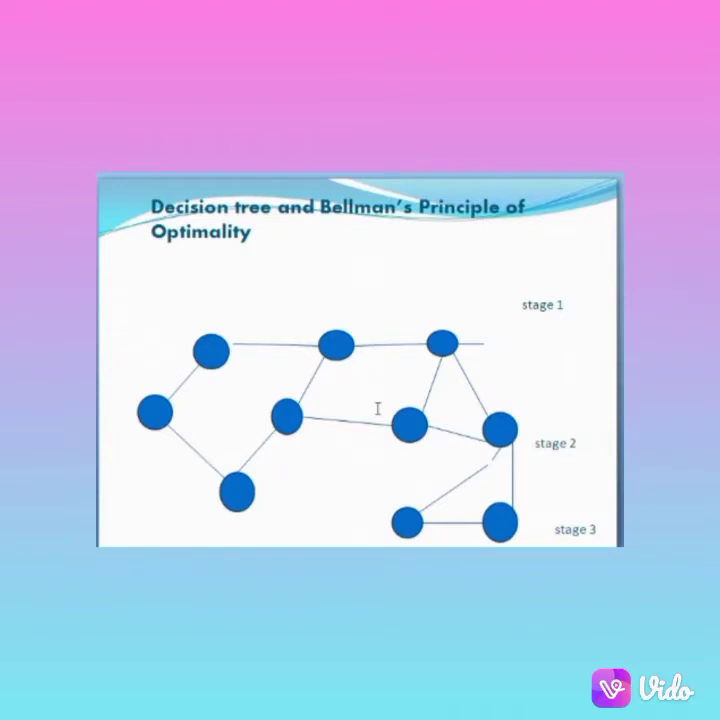Next, Bellman's principle of optimality states that an optimal policy, that is a set of decisions, has the property that whatever the initial state and decisions are, the remaining decisions must constitute an optimal policy with regard to the state resulting from the first decision.